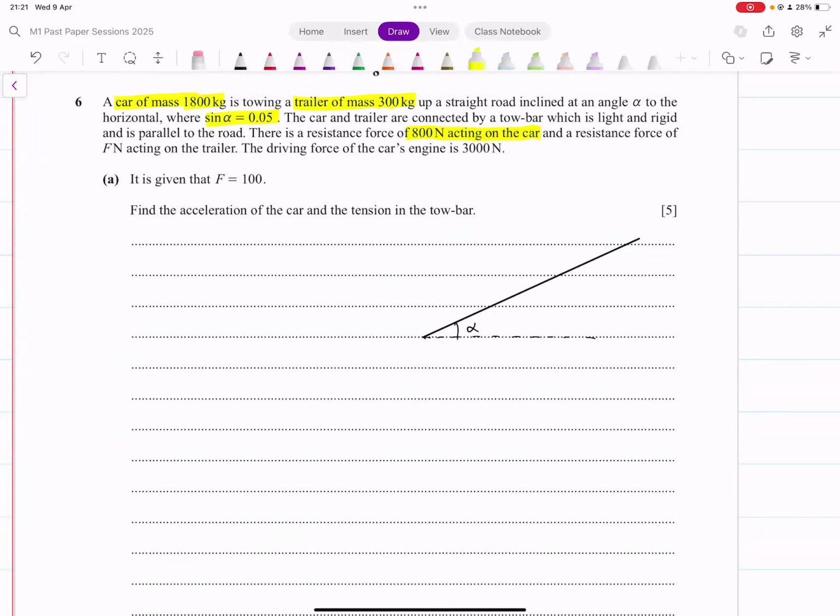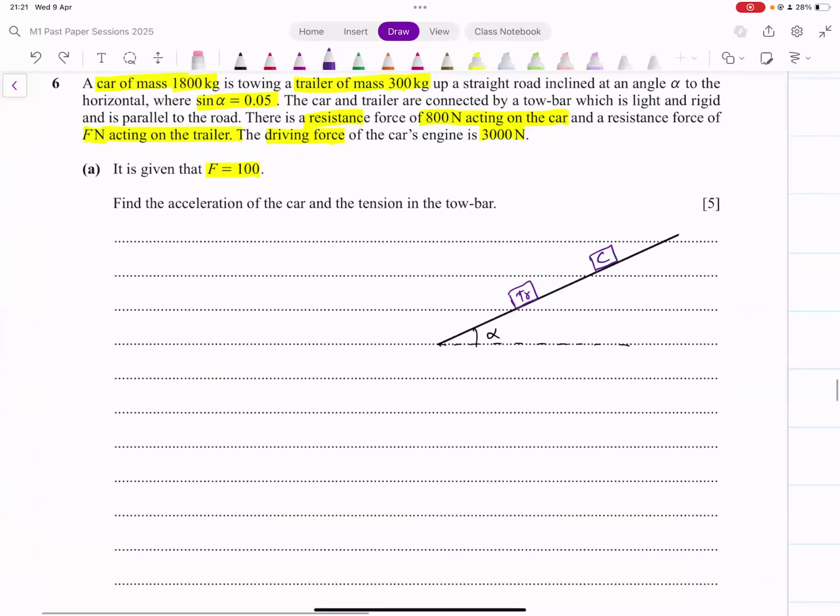Resistance 800 on the car and F on the trailer. Driving force 3000 Newton. F was resistance, that's given to be 100. Okay, now let's represent this. Car is towing the trailer up the road. So what's going to be ahead? Car is going to be here and trailer is going to be behind that because car is towing the trailer, right? So this is the trailer and they're connected by a tow bar. They're connected like this.